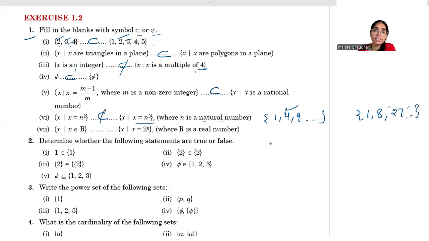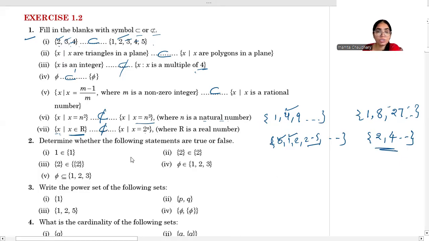Next, X, where X belongs to R. R is the real numbers. So X is basically a real number, so it can be 0, 1, 2, 2.5, anything. And here X equals 2 raised to power n. So if we put n as 1, then it's 2. If we put n as 2, 2 raised to power 2 is 4. Then you can see here 0, 1, 2.5 are not there in this set. So it is not the subset.